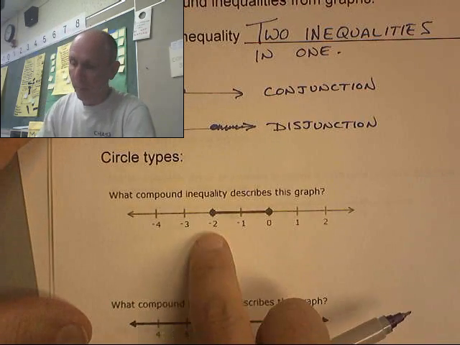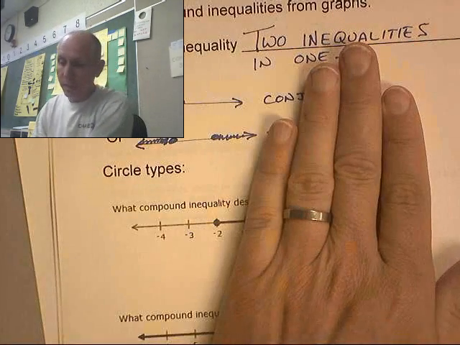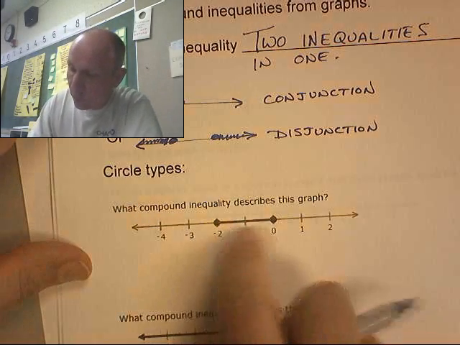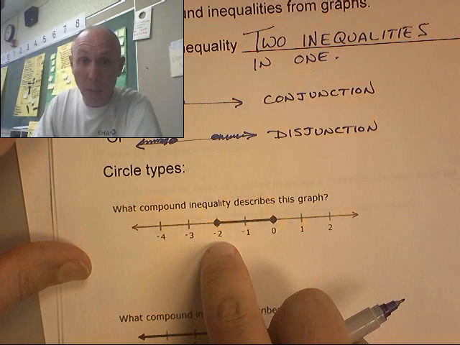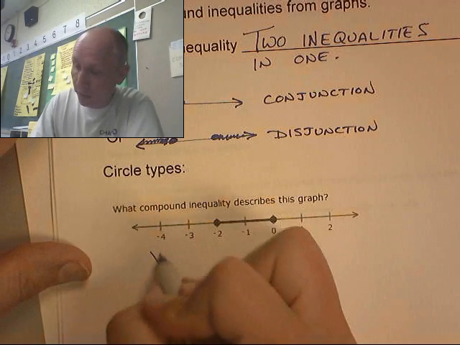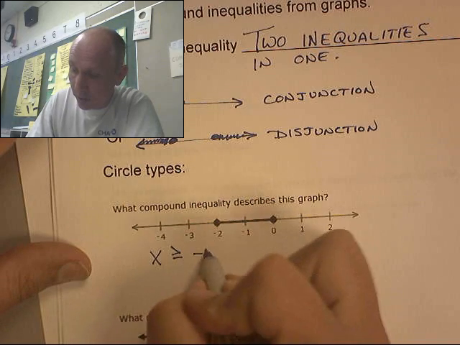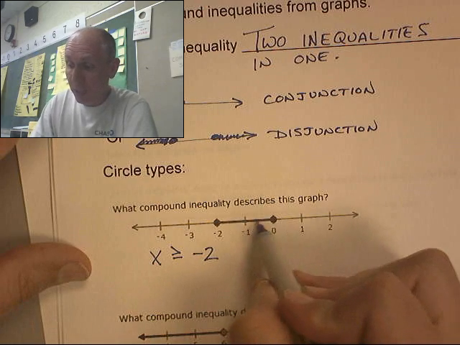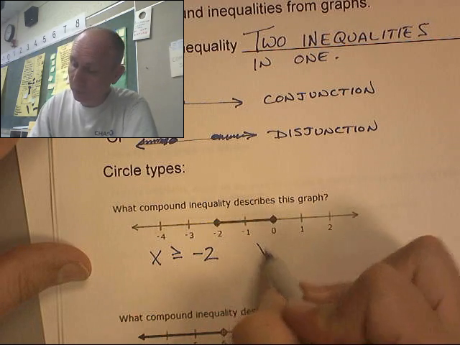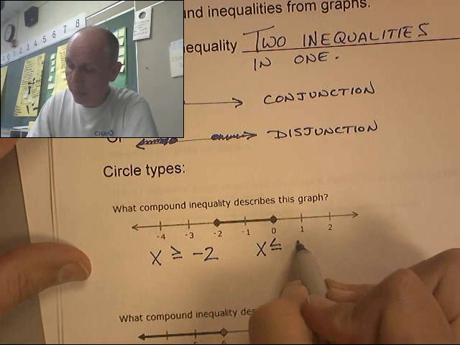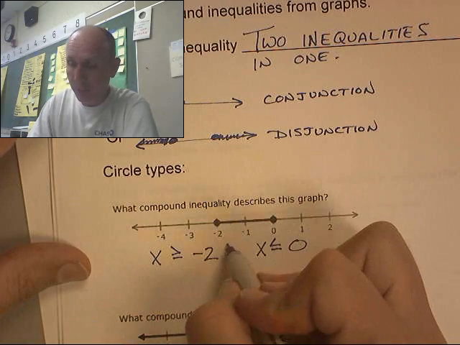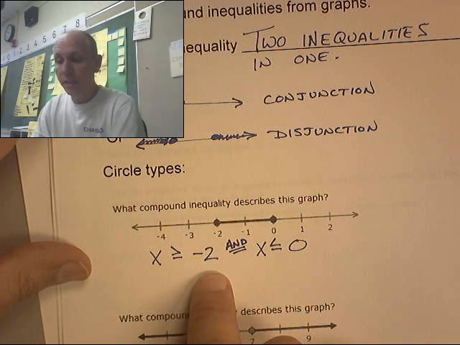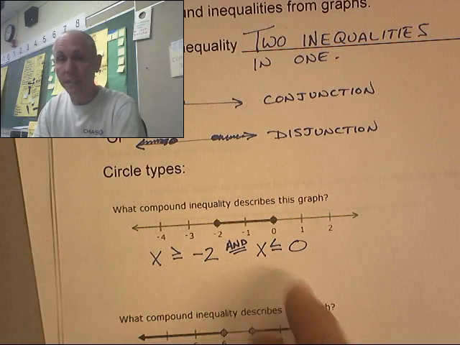So let's start with this guy right here. Just look at this piece of it right here. -2 going that way. Well, this line here tells me that I want numbers that are bigger than -2. So I want x is greater than or equal to -2. Looking at this one, this tells me that I want numbers that are less than 0. Well, x is less than or equal to 0. These join together with an and. x is greater than -2 and x is less than 0.